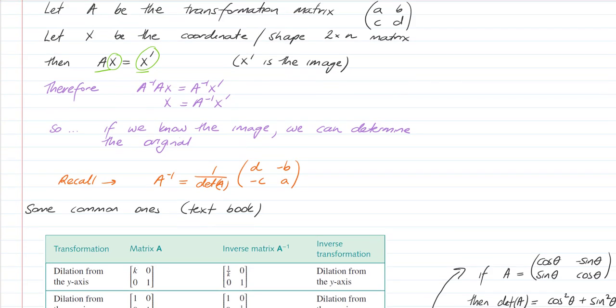What it means though, in purple, is that if we took A inverse of both sides, that's the inverse of the transformational matrix, then X will equal A inverse X dash. So if we know the image, which, let's be honest, often we might know the end result and want to know where did this come from, we can determine the original. We also need to recall, there in orange, that A inverse equals 1 over the determinant of A times D, negative B, negative C, A.